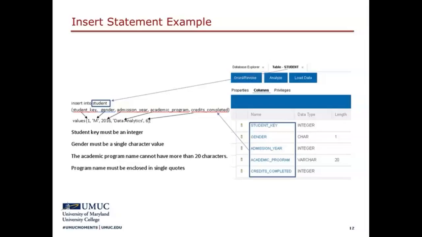All right? So here it is basically saying that student key has to be an integer, and the gender is a single character. See this? The reason insert statements are challenging is that you need to pay attention to data types. So if gender is one character, and if I spell out female, it should give me an error, right? Because I allocated only one. And the admission year, and then I have the academic program. The limit is 20 characters, and here is just basically number of credits, right?